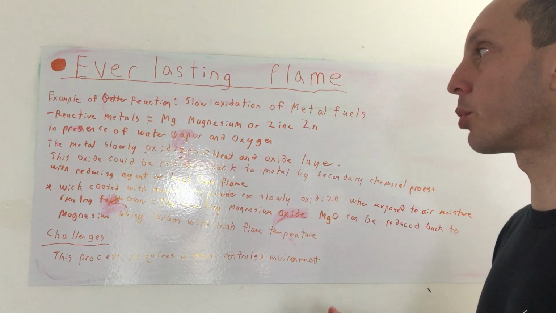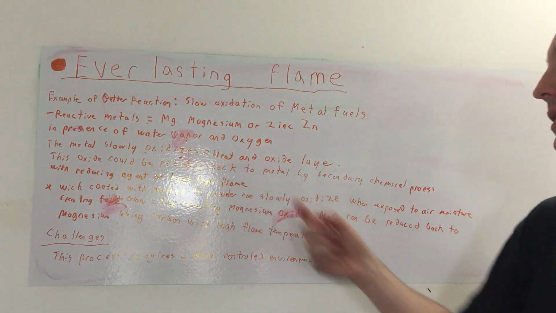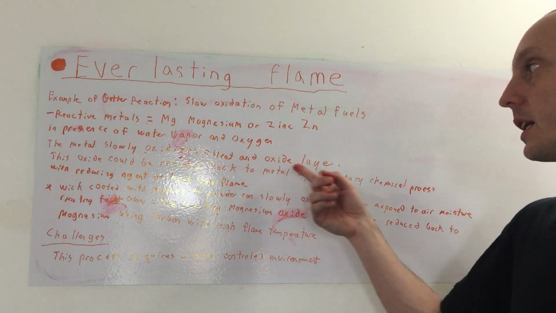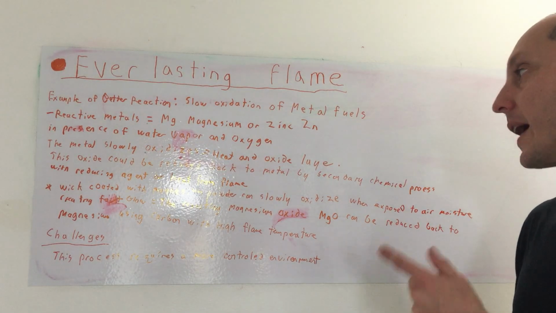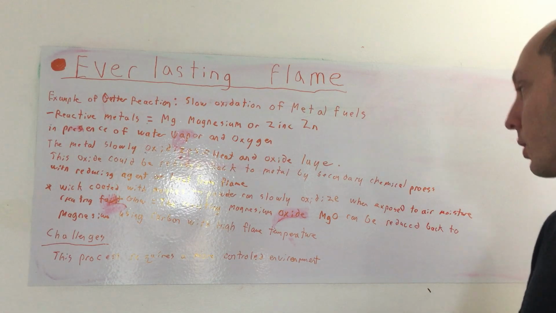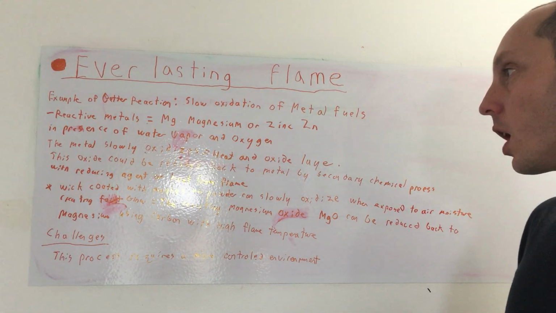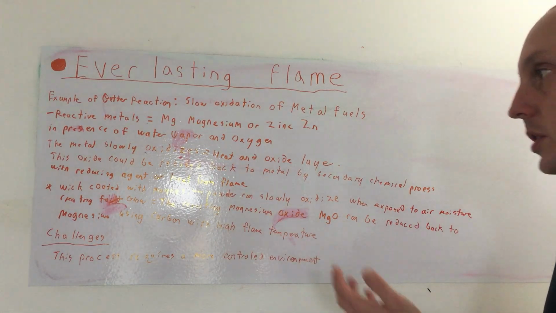So essentially in the presence of water vapor and oxygen, the metal slowly oxidizes, and that gives you heat and an oxide layer. And this oxide could be reduced back to metal by secondary chemical processes like I was talking about earlier. So with the help of a reducing agent or heat from the flame, of course.